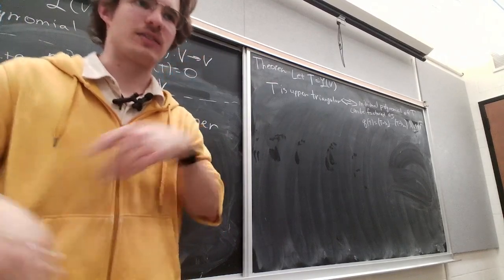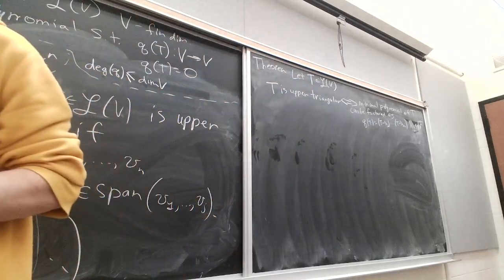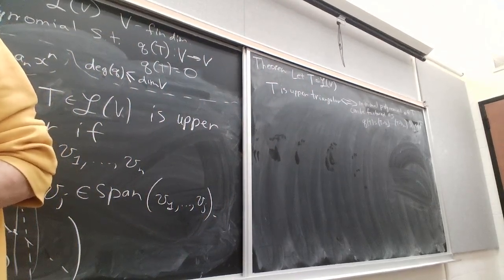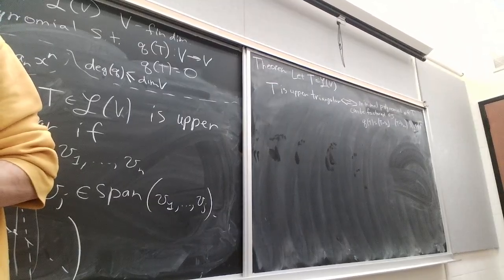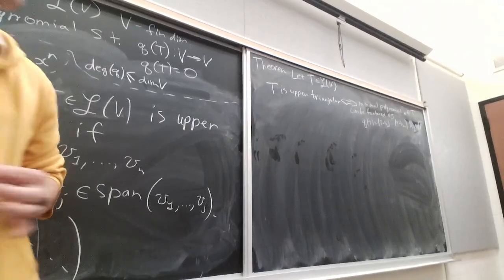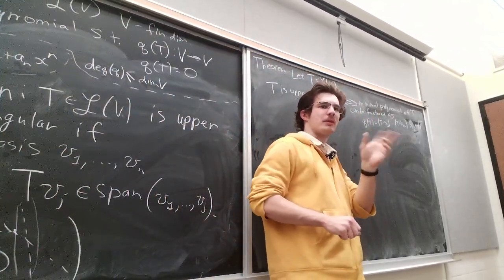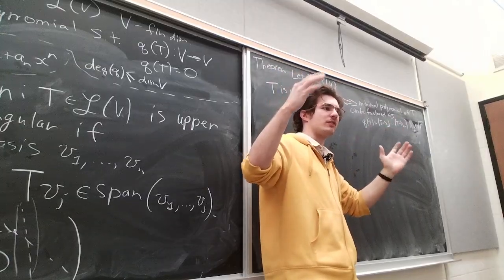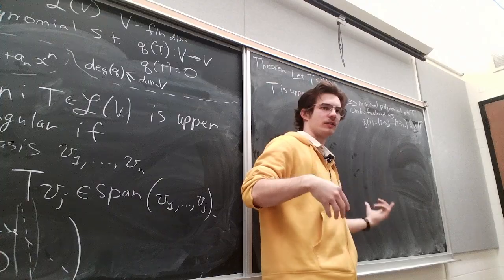You can read it in Axler. I just want to show overall the ideas we're trying to work with here, and then you can fill in the details a little bit. So this direction is kind of easy, up to the step that if I have a polynomial that sends T to 0, then the minimal polynomial can be factored out of it.